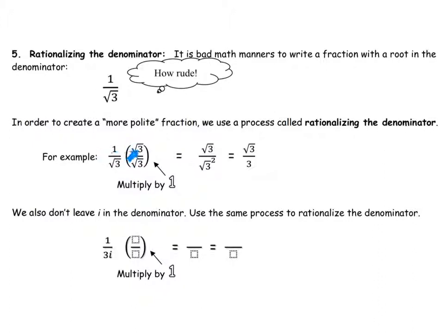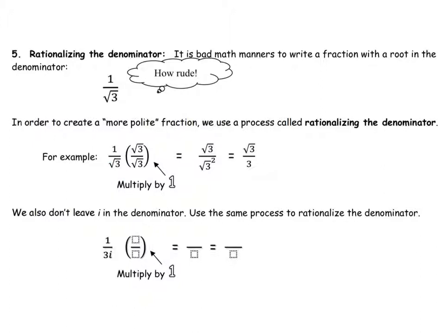Multiply across the top, so 1 times square root of 3 is square root of 3. Square root of 3 times the square root of 3 is the square root of 3 squared. And the square, as you guys know, and the square root are inverse operations, so those two cancel each other out and we're left with 3. So perfectly fine to have a square root in the numerator, not to have it in the denominator.